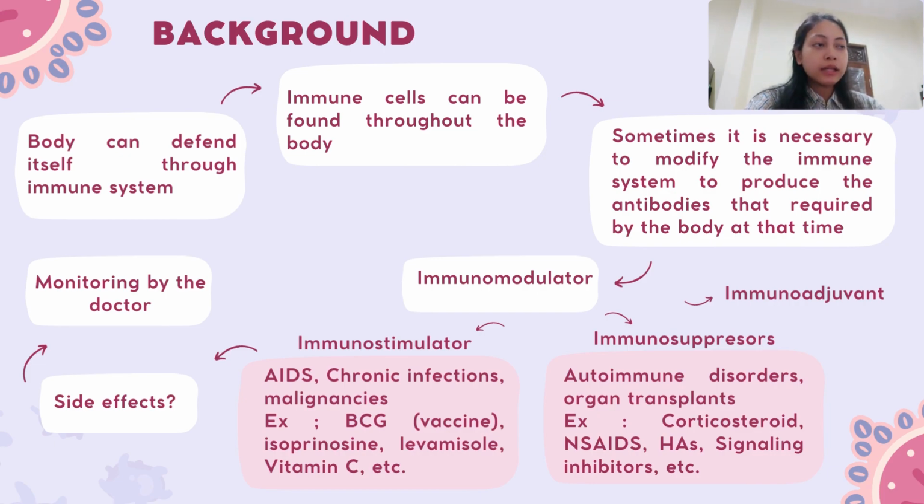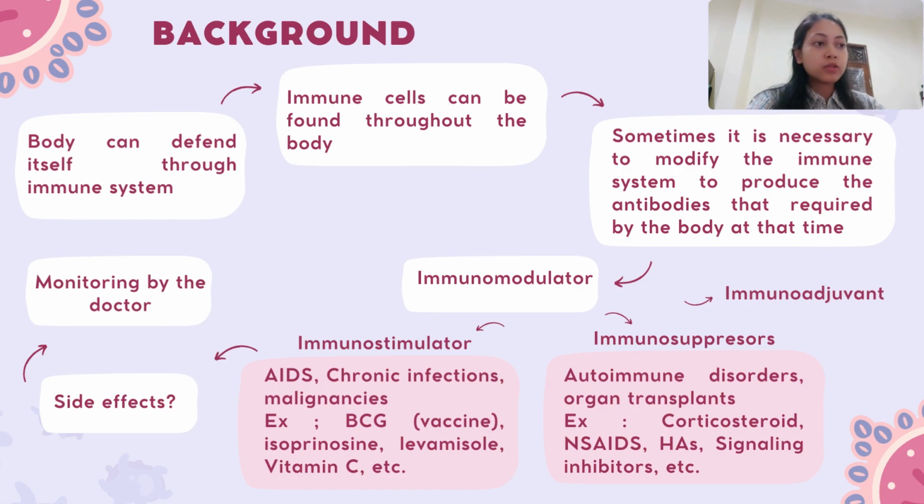The body can actually defend itself independently through its immune system. The immune system is responsible for recognizing and fighting pathogens or foreign substances to prevent inflammation and maintain the body's homeostasis. Immune cells can be found throughout the body, especially in the blood, but they have specific receptor targets for each organ. This allows the immune system to rapidly generate a large number of cells to stop the spread of an infection. Sometimes it is necessary to modify the immune system to produce the specific antibodies required by the body. Substances that possess this ability are referred to as immunomodulators.